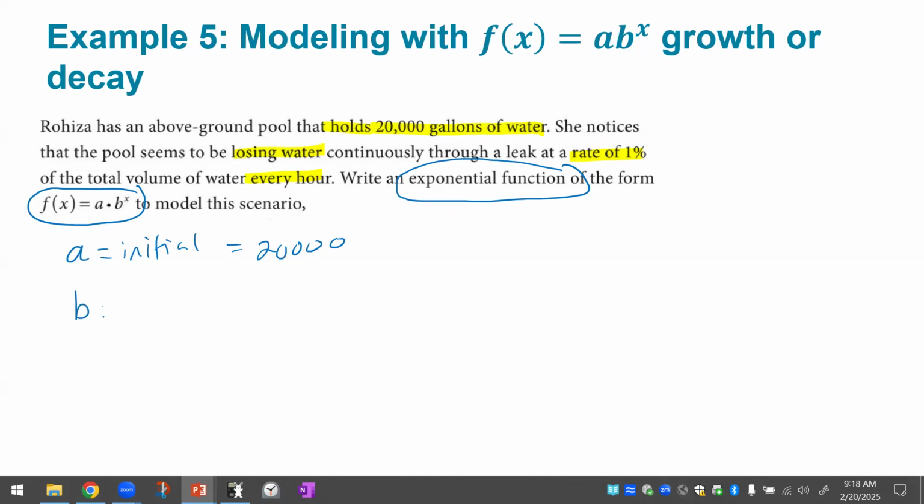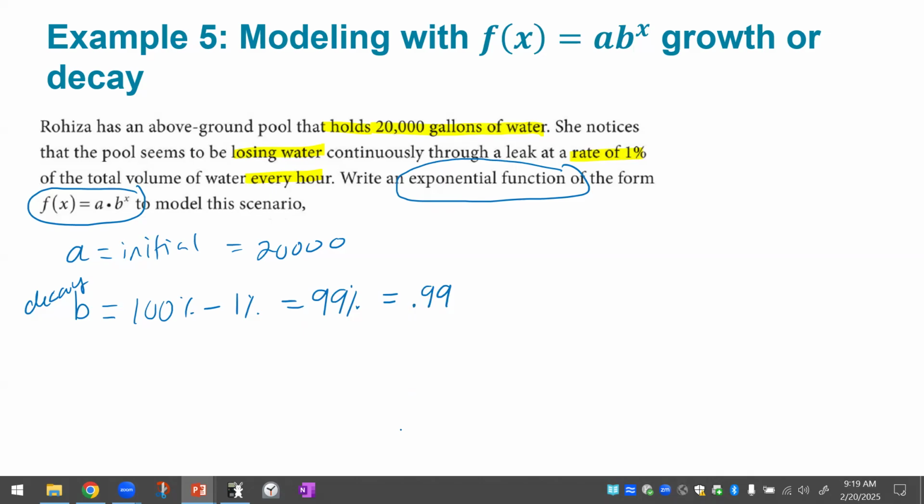Your b is your growth or decay factor. And in this problem, if she's losing, what do we have? It's a decay. Because it's a decay, that means we know it has to be less than 1, right? So she's losing. Normally, we would be at 100%, but she's losing how much each time? 1%. Does that make sense? So our b equals 100% minus 1%, which is 99%. And 99% as a decimal is 0.99.